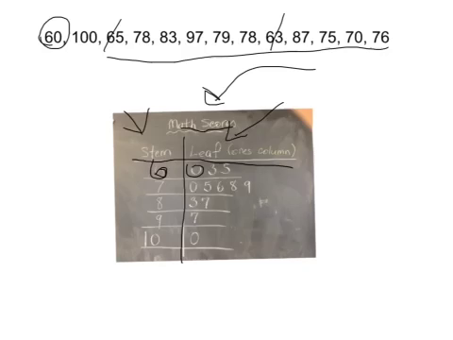Now when we get to the three-digit number, all we need to remember is in the leaf column, it's just the number that is in the ones column of the number. So therefore, we have the 1 and the 0 in the stem column and the 0 in the leaf column.